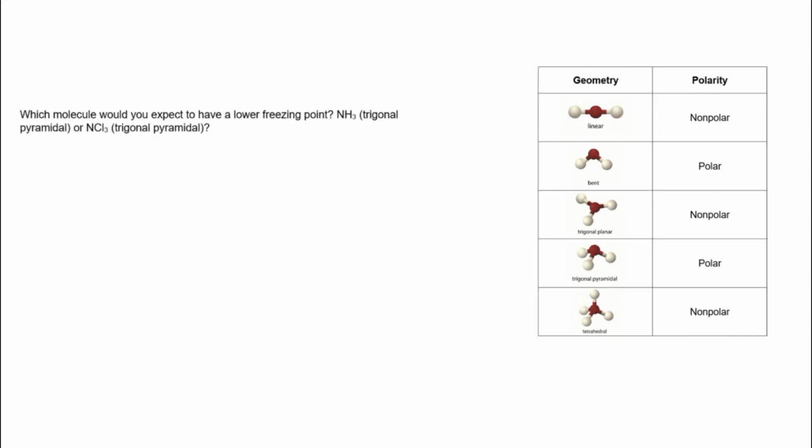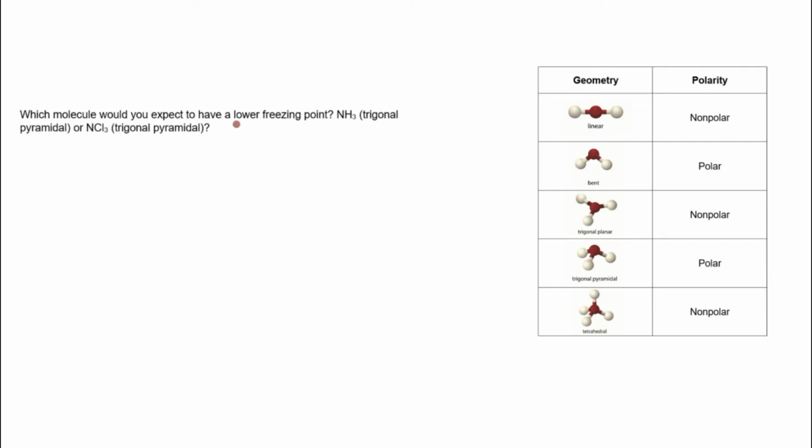Let's use our intermolecular forces to predict some properties of different molecules. Which molecule would you expect to have a lower freezing point? Ammonia, which is trigonal pyramidal, or NCl3, which is also trigonal pyramidal? We have seen ammonia before. This has hydrogen bonding. What about our NCl3? That does not have hydrogen bonding. However, it is a polar molecule. So we have the difference between hydrogen bonding in ammonia and dipole in NCl3.